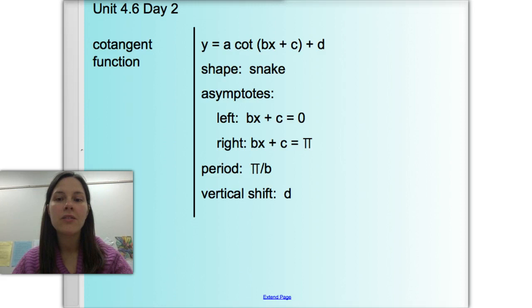Cotangent is similar, the difference is those asymptotes occur at 0 and pi instead of negative pi over 2 and pi over 2. So when we find our new asymptotes for the cotangent function, we set what's in the parentheses equal to 0 or pi. So you need to be very careful which function you're graphing so that you know how to find the correct asymptotes. Everything else for the cotangent function is the same.